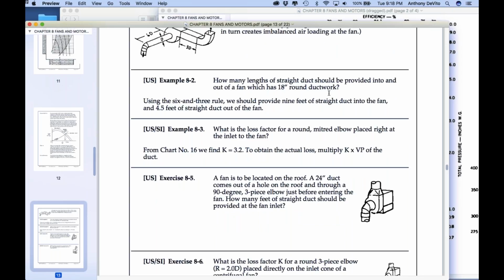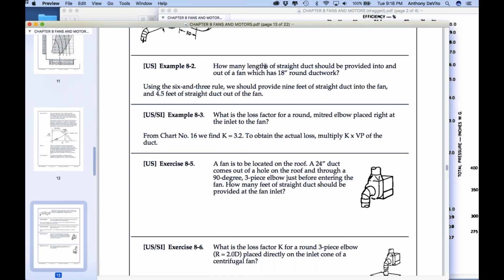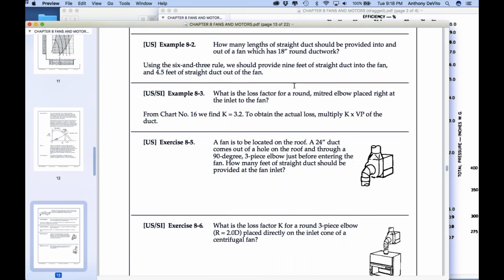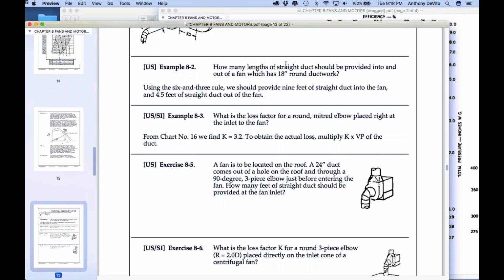Okay, how many lengths of straight duct should be provided? Probably 9 feet of straight duct. How many lengths of straight duct should be provided into and out of a fan that has 18-inch round ductwork? 18 inches is a foot and a half. So it should be 6 times a foot and a half on the suction side and 3 times a foot and a half on the discharge side. That is how much straight pipe you should have going in and out to negate the system loss.